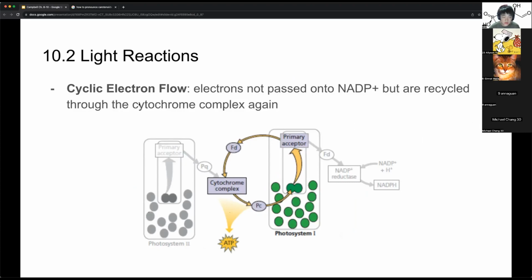Anyway, so next you have cyclic electron flow. Electrons are not passed into NADPH, or rather NADP plus, but are recycled through the cytochrome complex again. Hence it being cyclic. So you can see here in the graph, they're being cycled.